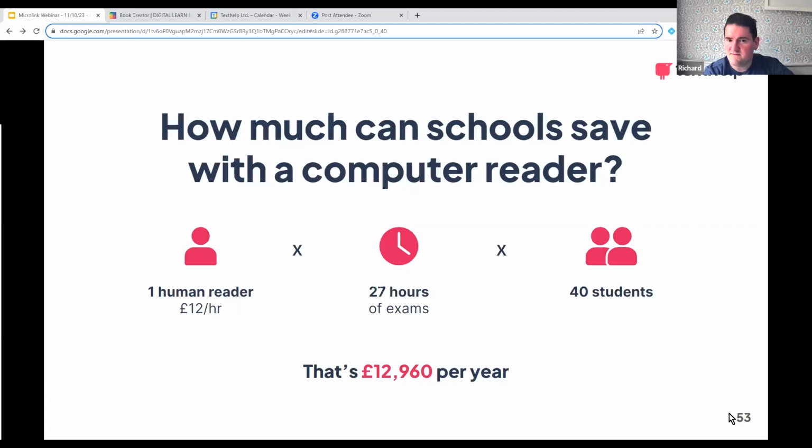Tying that all together, what does that mean for this cost for a school? One human reader, roughly £12 per hour, over the course of 27 hours of exams, times 40 students, the average number of students per school who qualify for additional access arrangements. That's a cost of almost £40 short of £13,000 per year for any school, which is a significant cost. And through assistive technology, that cost can significantly reduce whilst providing students with that independence and confidence on a daily basis that they can then take with them into an exam situation.